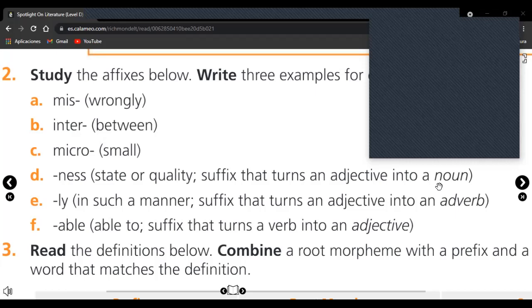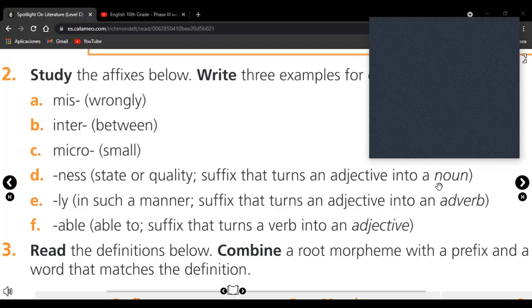Examples? Loneliness. Loneliness, yes. Any other? Happiness. Happiness, the opposite of happiness? Sadness. Yeah, you see sad, sadness. Happy, happiness. Lonely, loneliness. That's great.